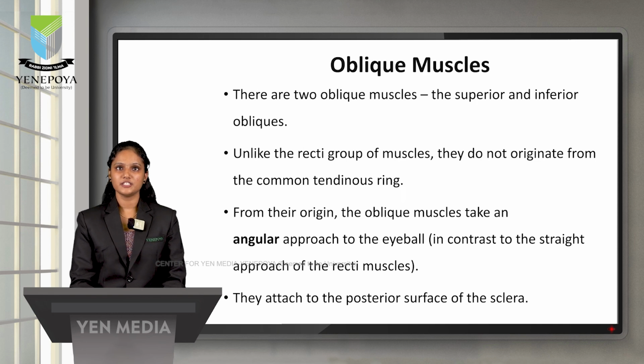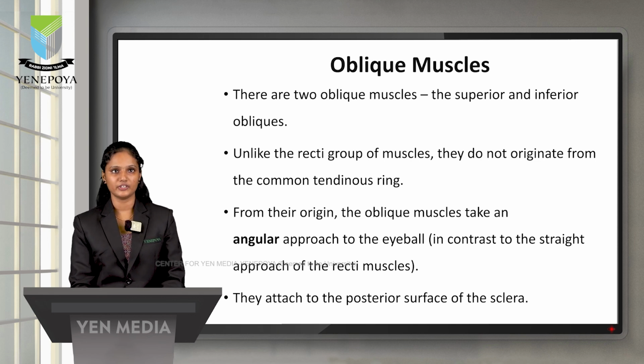So now let's discuss the oblique muscles. We have two oblique muscles, the superior oblique muscle and the inferior oblique muscle. Unlike the recti group of muscles, they do not originate from the common tendinous ring. We have already discussed that the recti group of muscles originate from the common tendinous ring, that is the annulus of Zinn. But in the case of oblique muscles, they do not originate from the common tendinous ring.